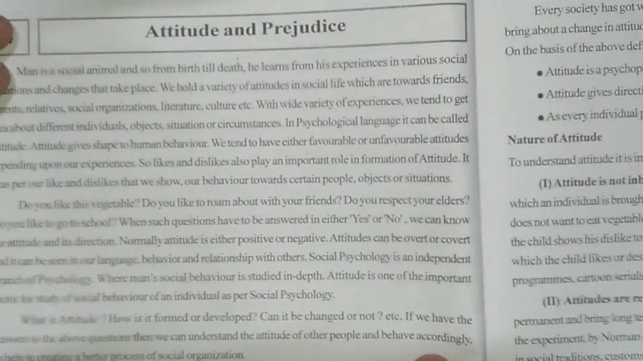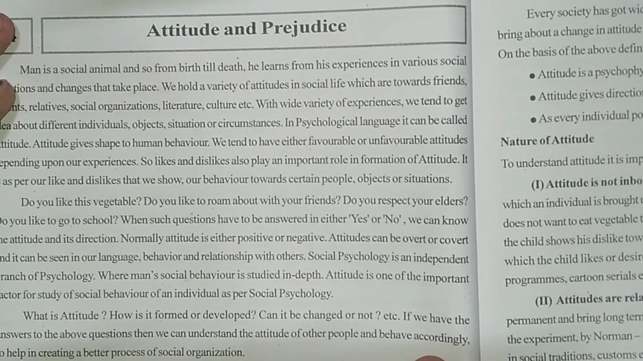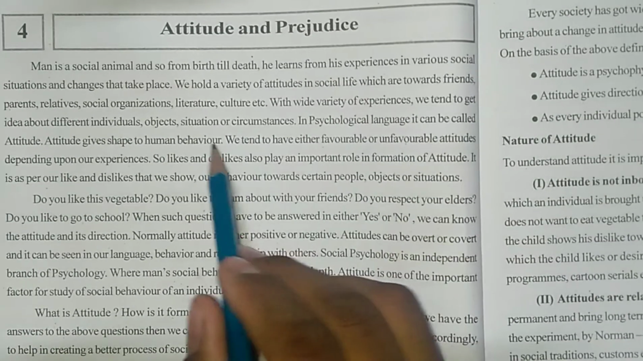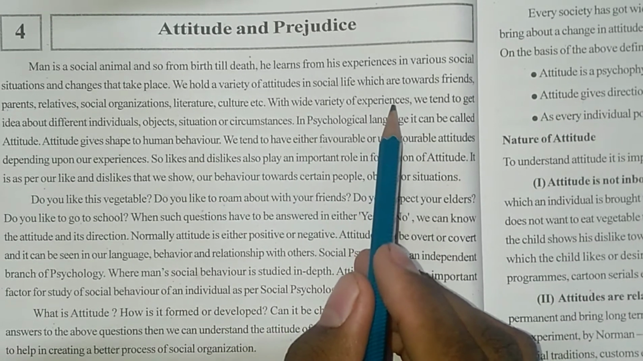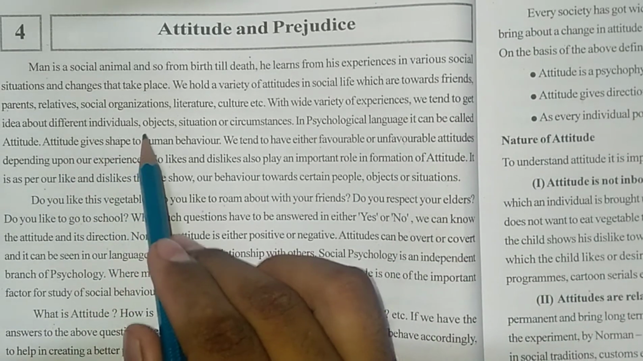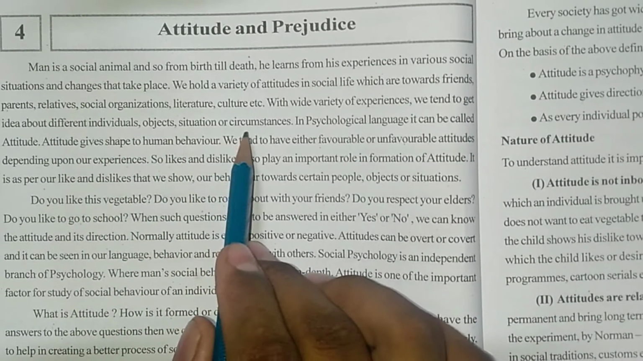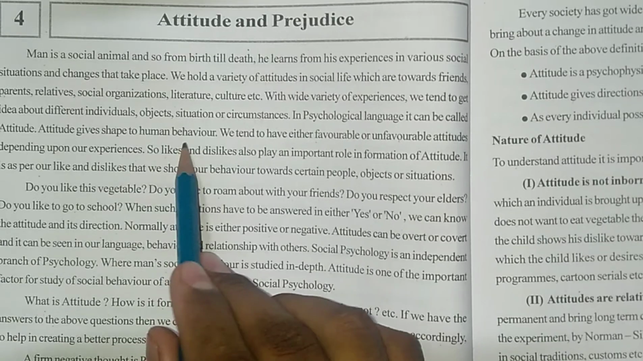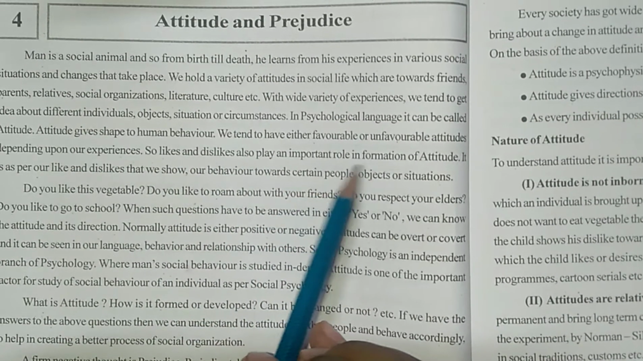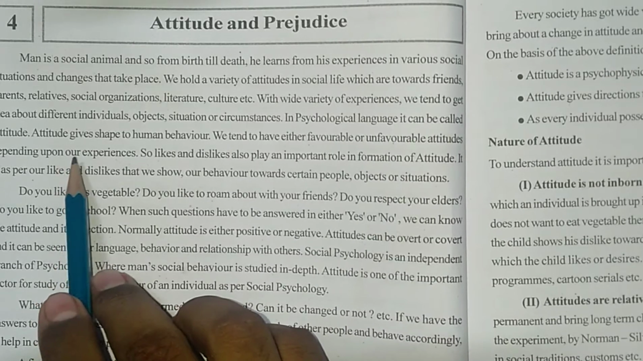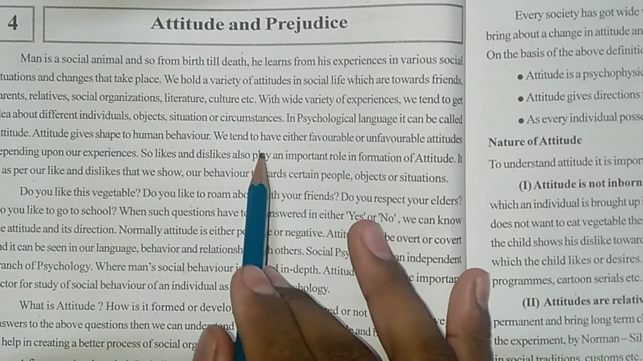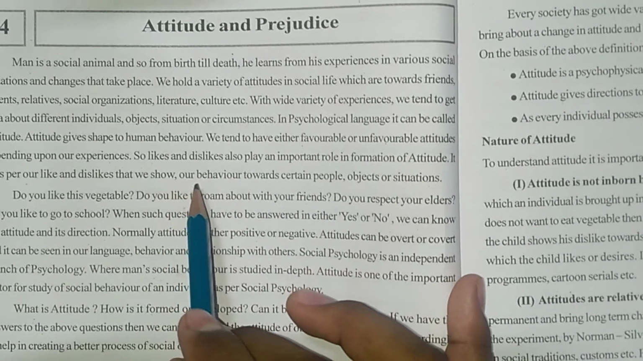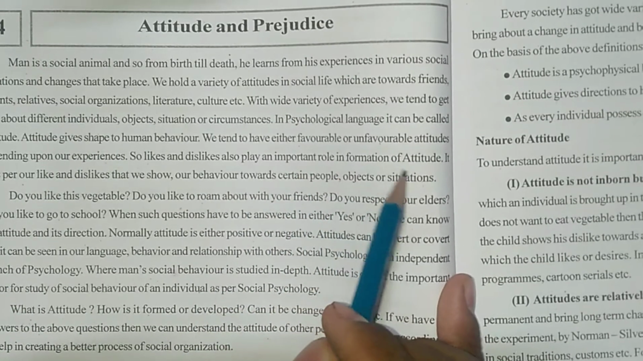Starting from this, man is a social animal, and from birth till date, he learns from his experiences in various social situations and the changes that take place. We hold a variety of attitudes in social life, towards friends, parents, relatives, social organizations, literature, culture, etc. With a wide variety of experiences, we tend to get an idea about different individuals, objects, situations, or circumstances. In psychological language, it can be called attitude. Attitude gives shape to human behavior. We tend to have either a favorable or an unfavorable attitude depending upon our experiences. So, likes and dislikes also play an important role in the formation of attitude.